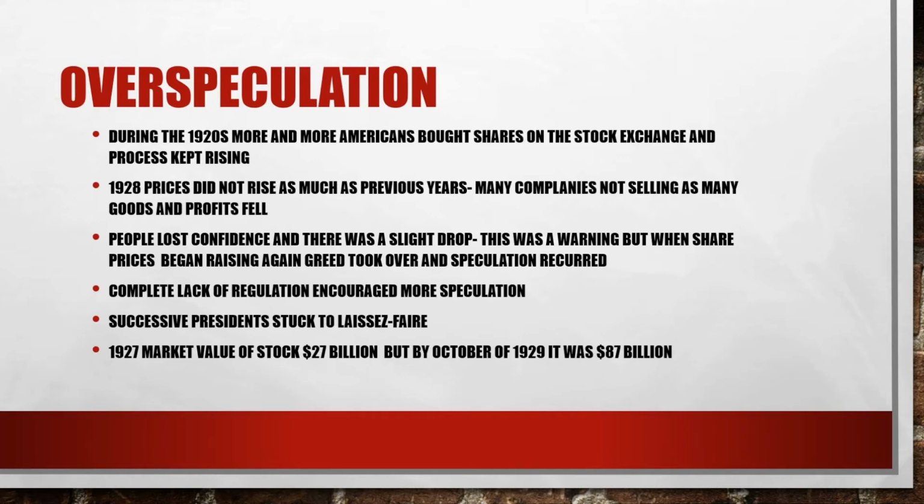Successive presidents really stuck to laissez-faire as well. So this idea of laissez-faire, looking after yourself, the government are not going to intervene. The three presidents that we've discussed in previous videos really stuck to that. In 1927, the market value of the stock market was 27 billion, but by October of 1929, it was actually 87 billion. So there was a lot of money there, but that means obviously there was a lot of money to lose when it crashed as well.